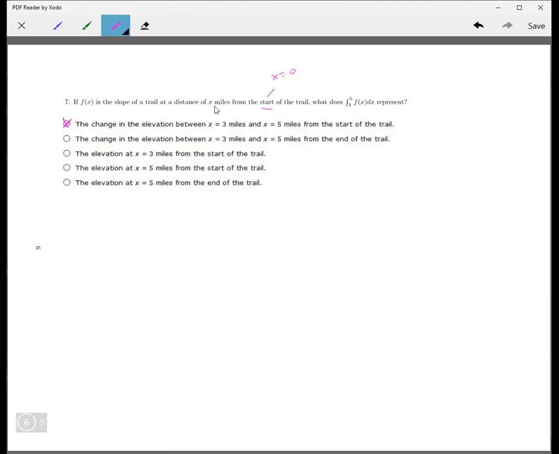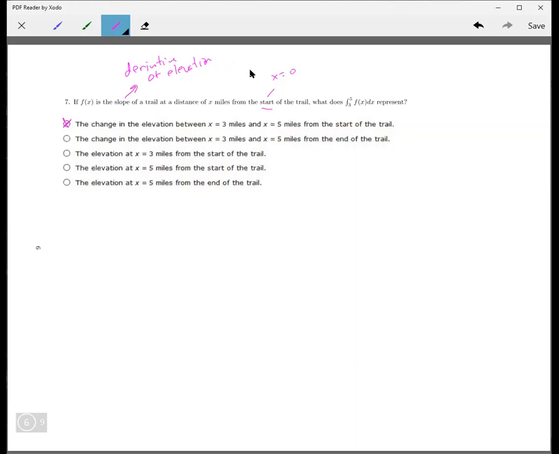Okay, so the distance is measured from the start of the trail. So this would be 3 miles from the start, this would be 5 miles from the start, and that would be the change in elevation. That's what that represents. f is the slope. You know that the derivative of a function is the slope. So if you have the slope, then that means it's the derivative of the elevation in this case.